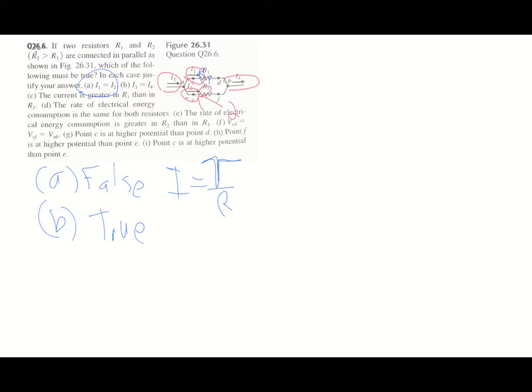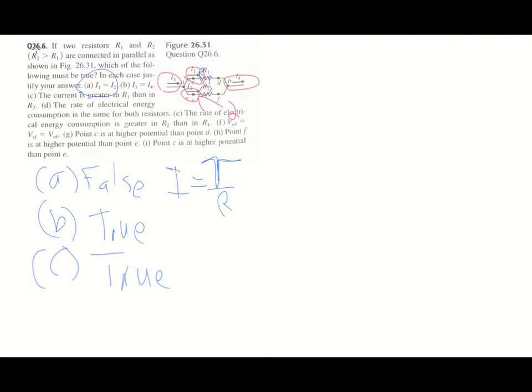C is just saying that the current is greater in R1 than R2. That's just another way of saying that I1 is greater than I2. We already said that was true. It has a smaller resistance, so it's going to have greater current.